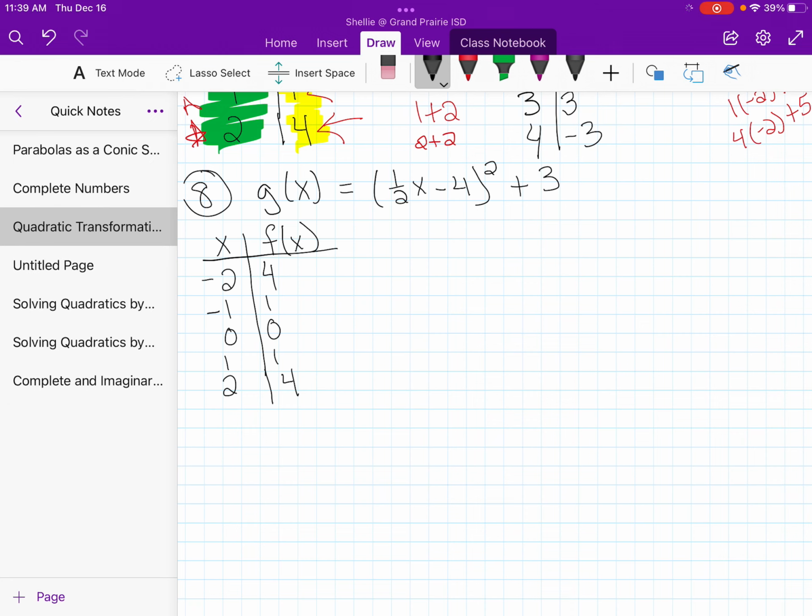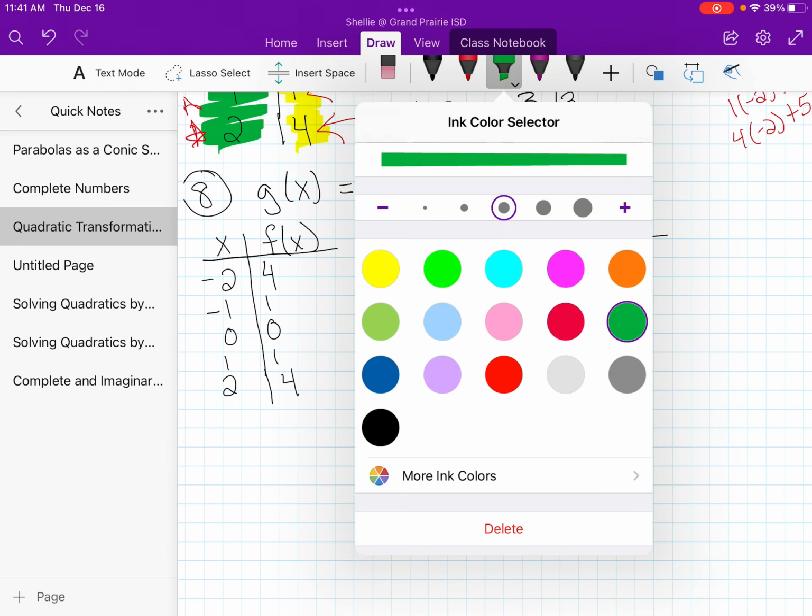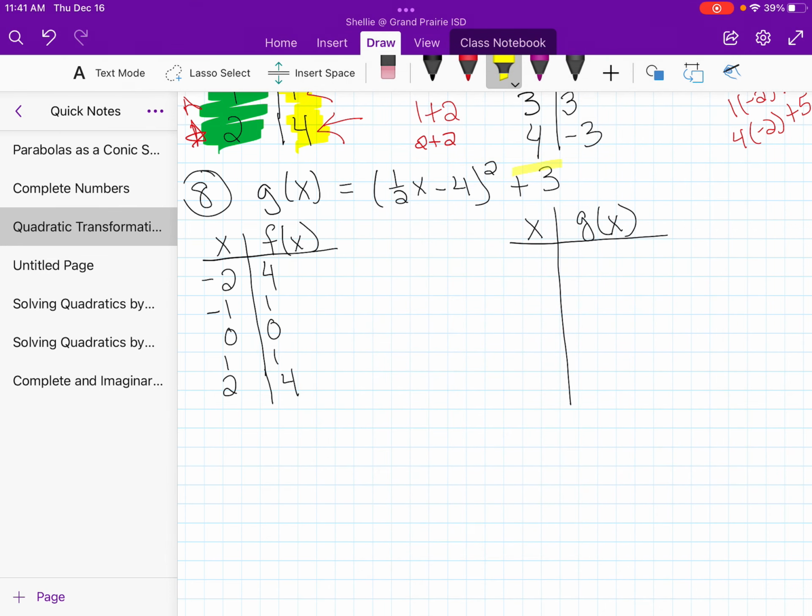All right, and I'm going to set up my table for g of x, or the transformed function. Now, the vertical transformations in this are actually quite easy and quick. You can see that there's only a plus 3. Since there's only a plus 3 here on the end, that's all I have to do to the y values is add 3. And that's a really, really fast go.